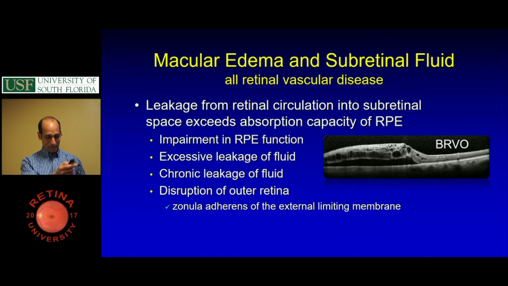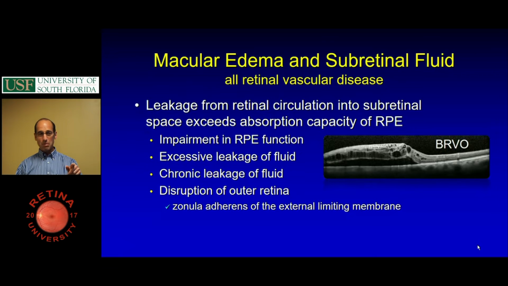So that's what this slide is. If you look at leakage from the retinal circulation, it's probably exceeding the capillaries' ability to absorb it and the absorption capacity of the RPE. So you've got impairment in RPE function that may contribute, or excessive leakage, so you get so much fluid, or the chronicity, and it's a disruption of the outer retina.